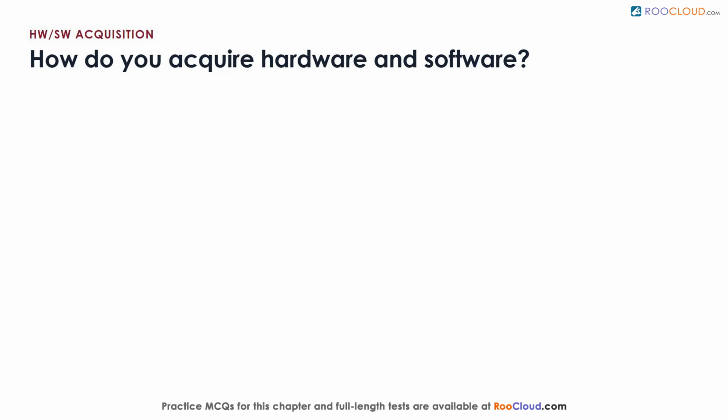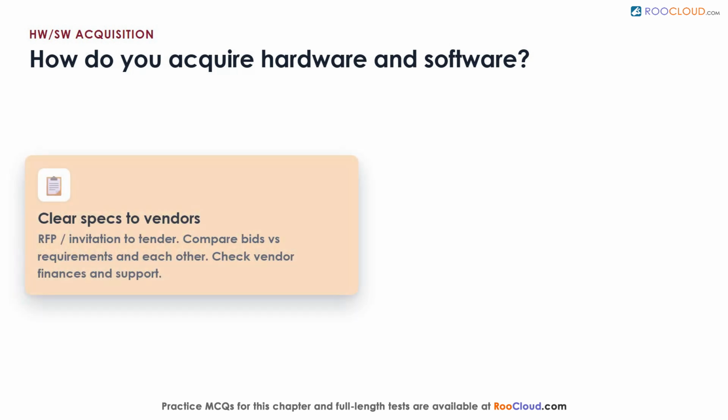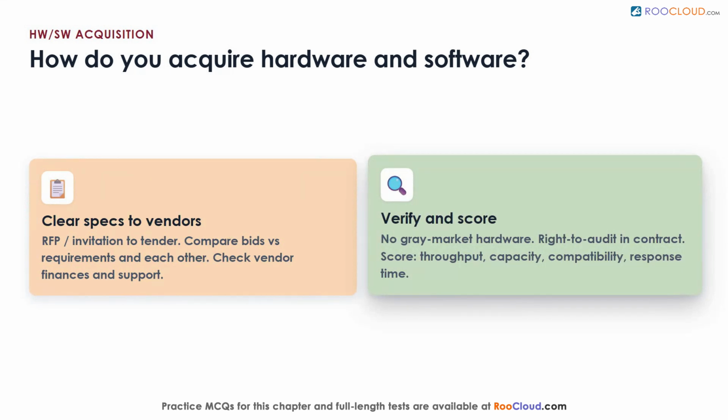How do you acquire hardware and software? You start with clear specifications for vendors. Often that's a request for proposal or an invitation to tender. The specs cover processing needs, hardware, software, and support. Then you compare bids against requirements and each other. You check the vendor's finances and support capability. You verify the hardware isn't from grey market sources. And you review the contract terms and the right to audit. You also score vendors on defined criteria, things like throughput, capacity, compatibility, and response time.